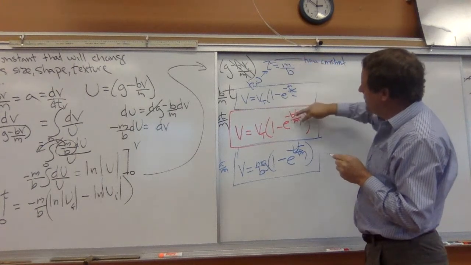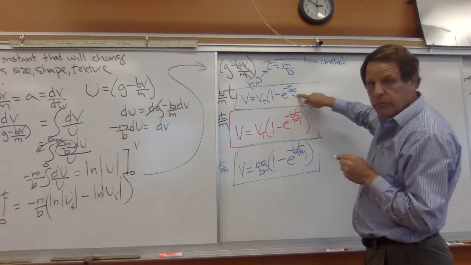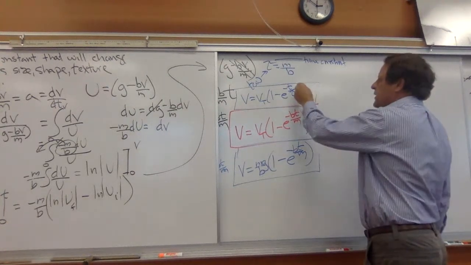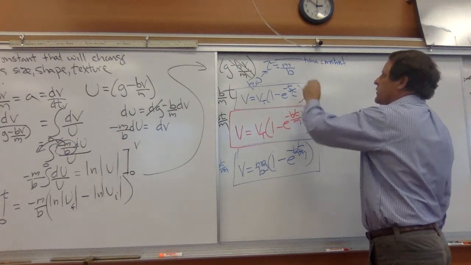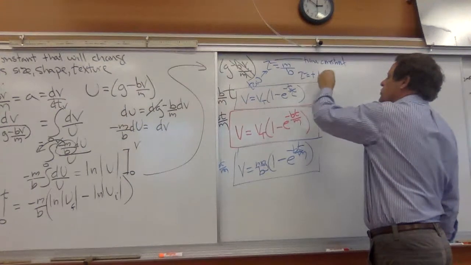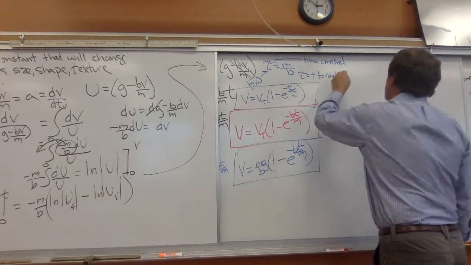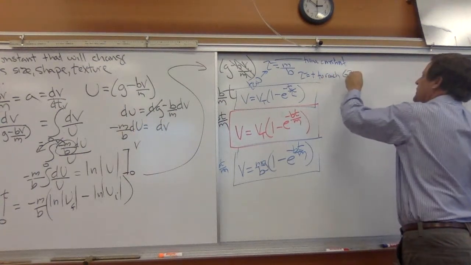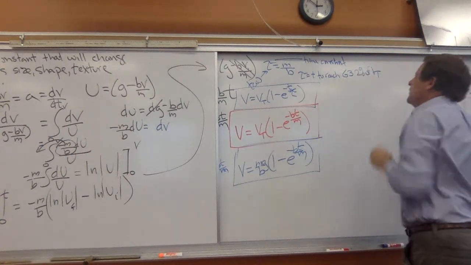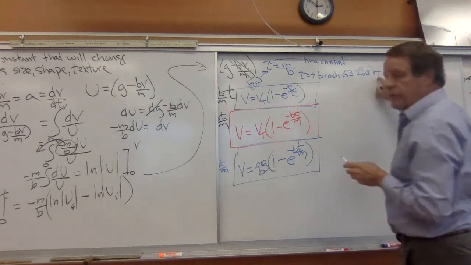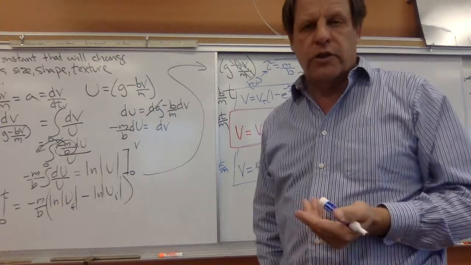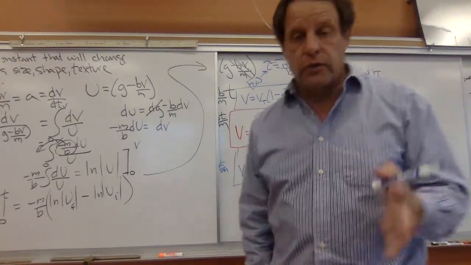So notice that if we flip this over, we've got b over m, so that tau becomes in the denominator, and we keep the negative in there. Now, as it turns out, tau is equal to the time to reach 63.2% of the terminal velocity. And that's kind of why that tau function is in there.